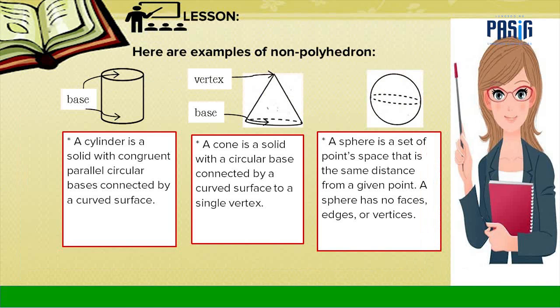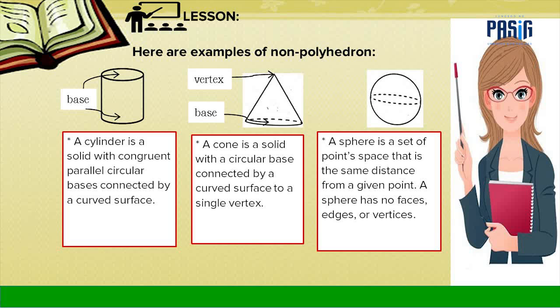Here are examples of non-polyhedron. For number one, the first figure, we have cylinder. A cylinder is a solid with congruent parallel circular bases connected by a curved face. Next, we have cone. A cone is a solid with a circular base connected by a curved surface to a single vertex.